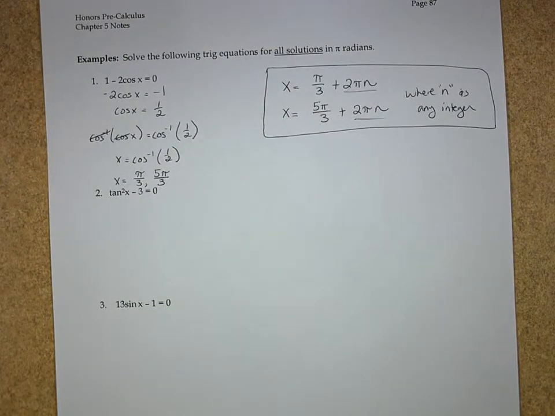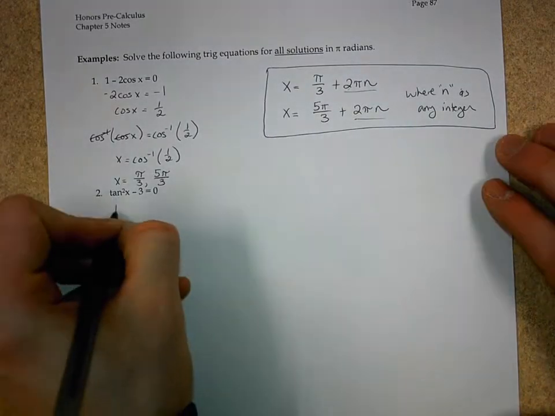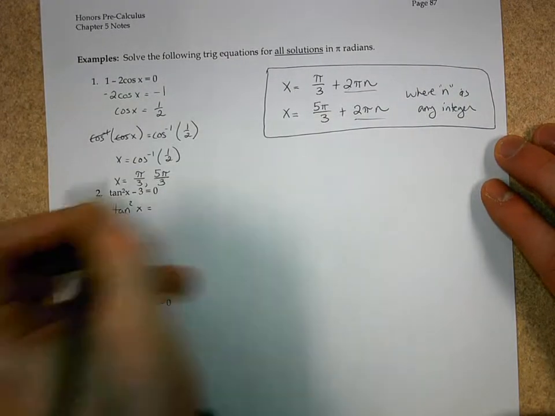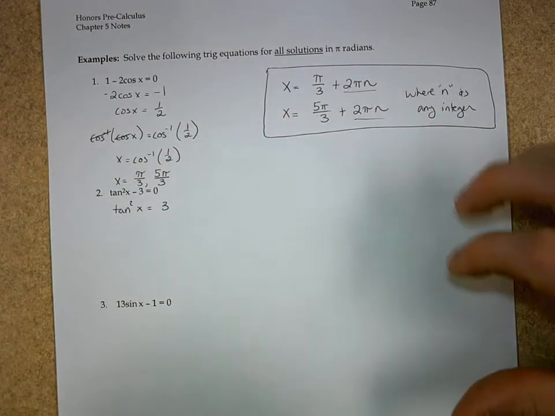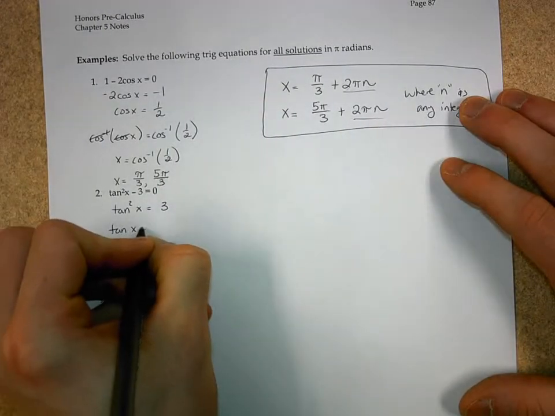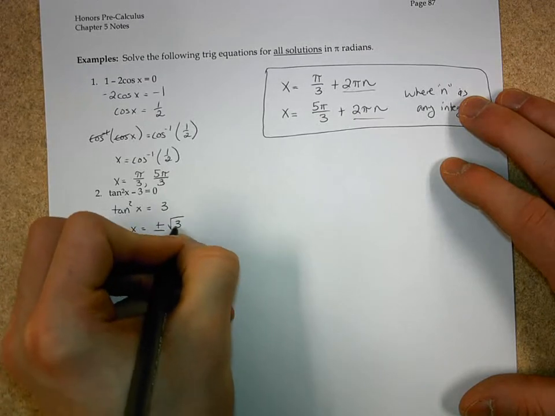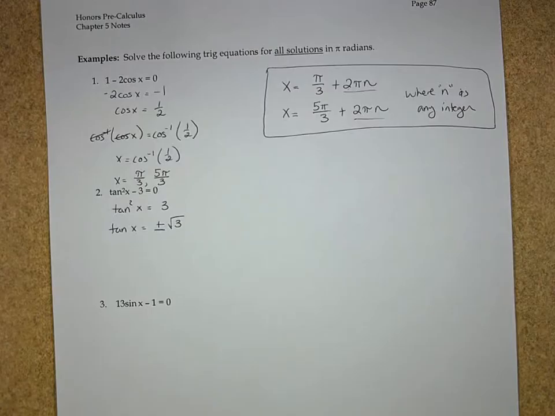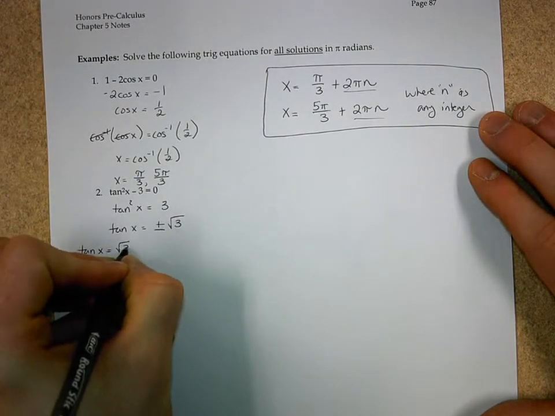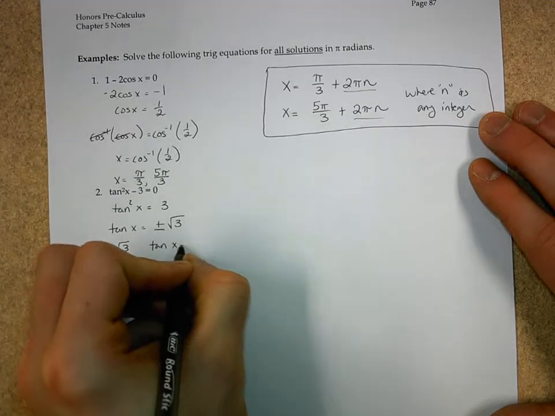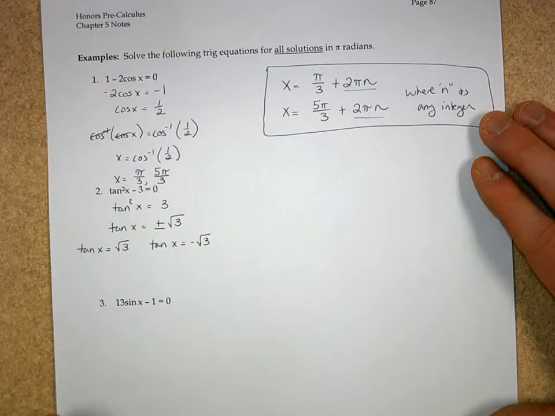Problem number 2, tangent squared of x minus 3 equals 0. So for this one, I'm going to add 3 to both sides. So tangent squared of x is equal to 3. And then I'm going to take the square root to both sides. So the tangent of x is going to be plus or minus the square root of 3. When you take a square root, make sure you keep the plus or minus. So really what I've got is the tangent of x is equal to the square root of 3, and the tangent of x is negative square root of 3.